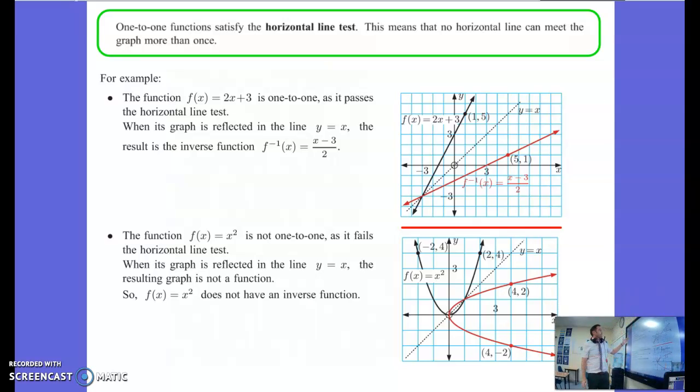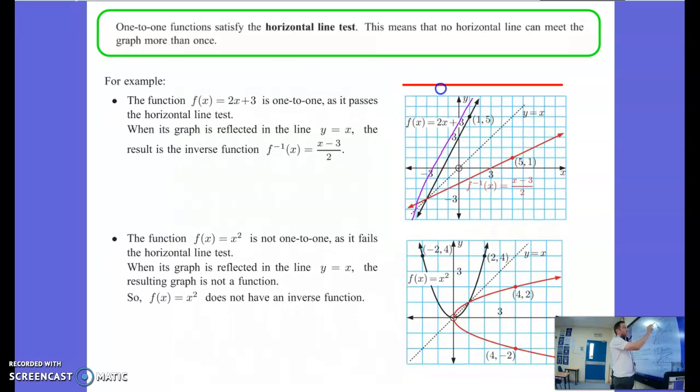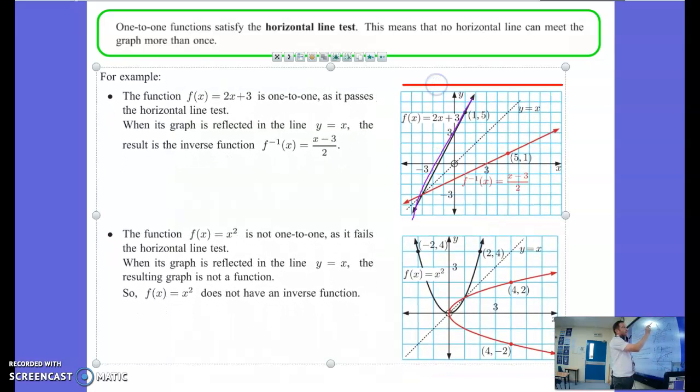So if we have this function, y equals f of x equals 2x plus 3, we need to make sure that that passes the horizontal line test. Well, is there only one place that this horizontal line is touching the purple line? Yep, all the way up. I can drag that forever. So this is a one-to-one function. For every output, for every y value, there is only one x value.